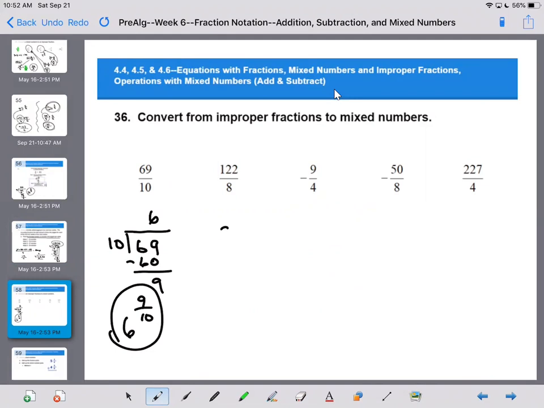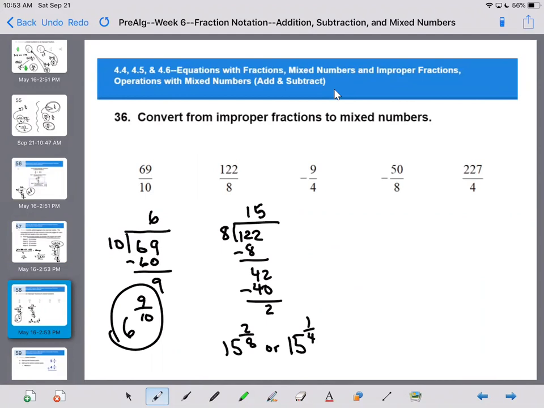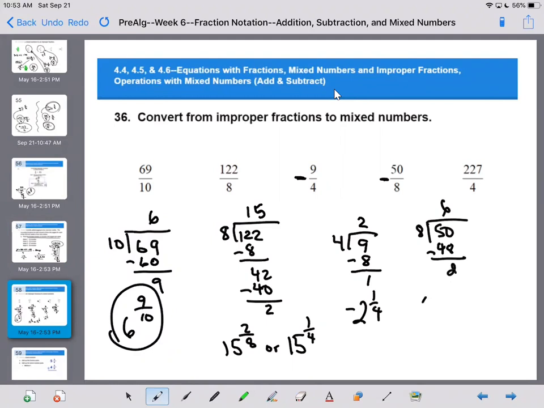8 will divide 122, so that would be 12 minus 8, 42. 8 times what gets me close to 42, and that would be 5, so that's 40. So 15 2/8 or 15 1/4 would be the same. How many times will 4 divide 9? We just know our answer is going to be negative. So that would be 2 1/4, and it's going to be negative. We know that negative 58 is going to be negative, so 8 will divide 56 times with remainder of 2, so 6 2/8 or 6 1/4.